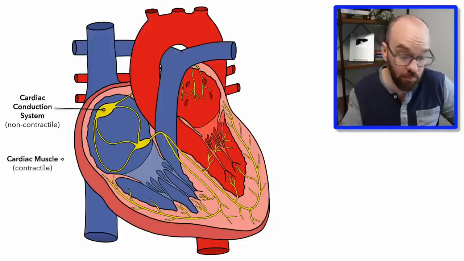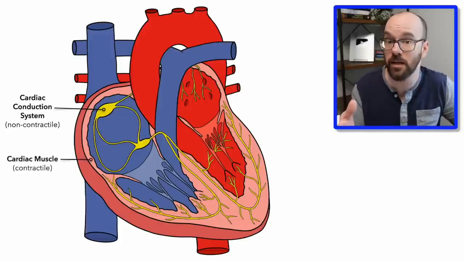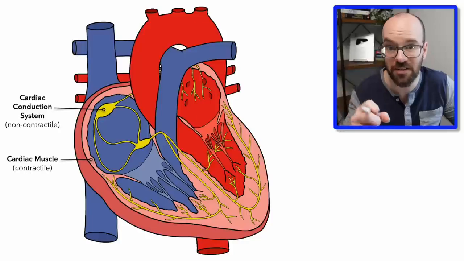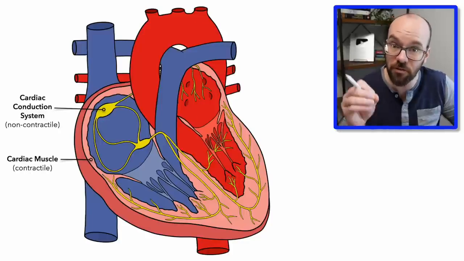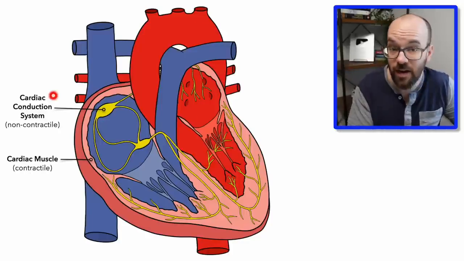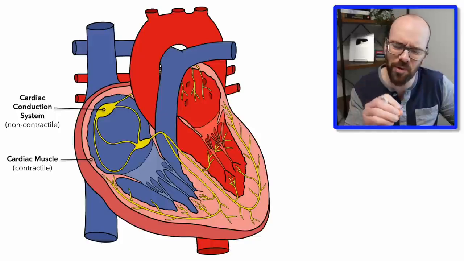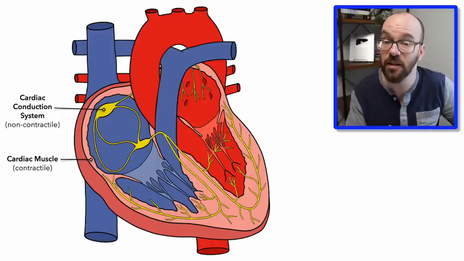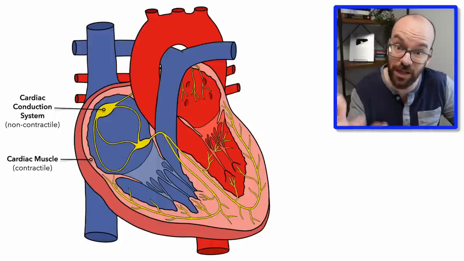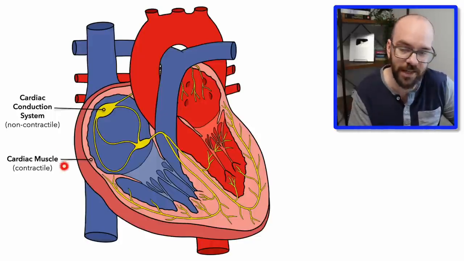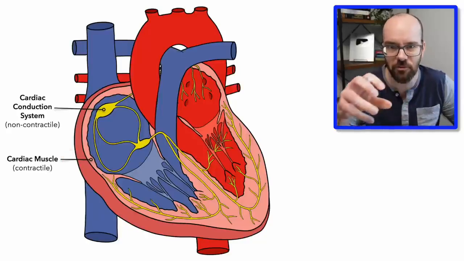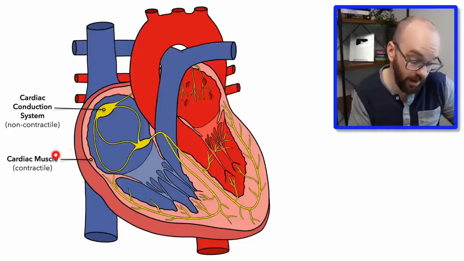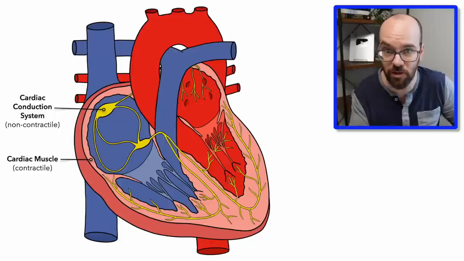Second, we have the cardiac muscle tissue. This is going to be contractile tissue. It's going to be tissue that contracts and pumps blood, but it also conducts signals as well. The cardiac conduction system, which is just about 1% of the total cells in here, is going to conduct these signals very quickly, whereas the cardiac muscle will take a little bit longer for the signals to pass through the muscle tissue itself. And the cardiac muscle tissue is going to be the vast majority of tissue in the heart.